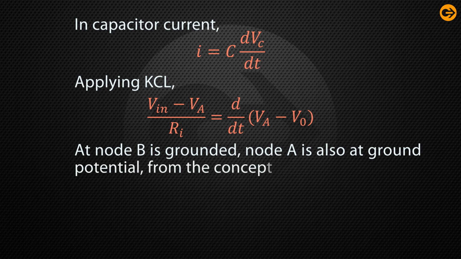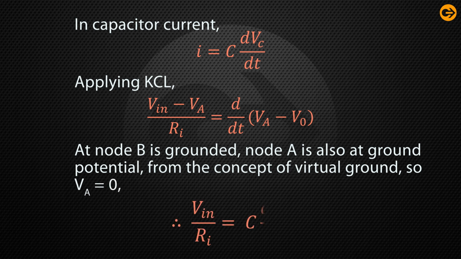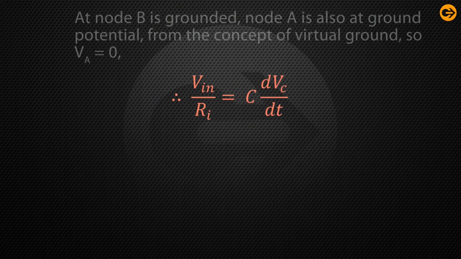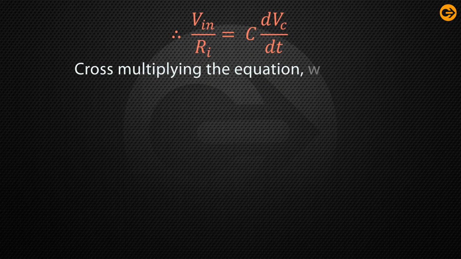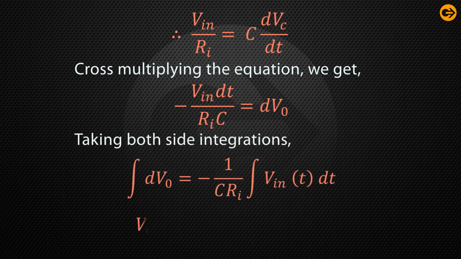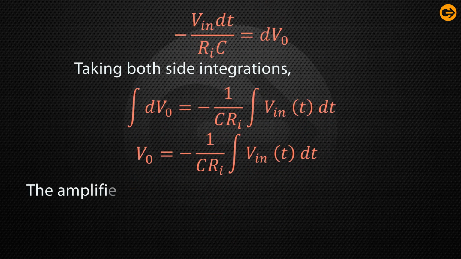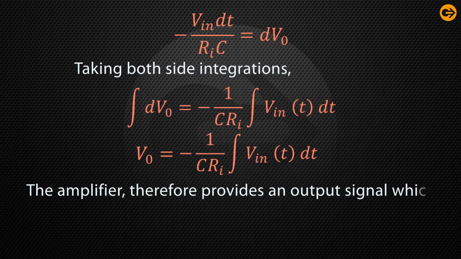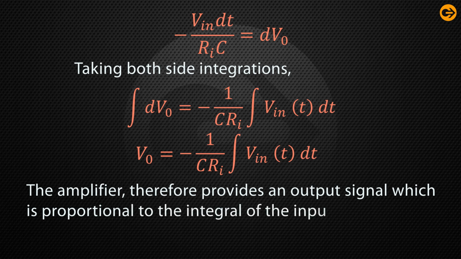Now, as node B is grounded, node A is also at ground potential. From the concept of virtual ground, we get Va is equal to 0. Therefore, Vin by Ri is equal to C dVc by dt. Cross multiplying this equation, we get minus Vin dt by RiC is equal to dV0. Now, taking integration on both sides, we get the value of V0 as minus 1 by CRi integral of Vin(t) dt. The amplifier therefore provides an output signal which is proportional to the integral of the input voltage.